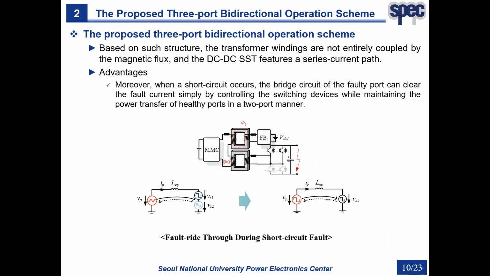Moreover, since the transformer windings are not entirely coupled by the magnetic flux, when a short circuit fault occurs, the bridge circuit of the fault port can clear the fault current simply by controlling the switching devices while maintaining the power transfer of healthy ports in a 2-port manner.